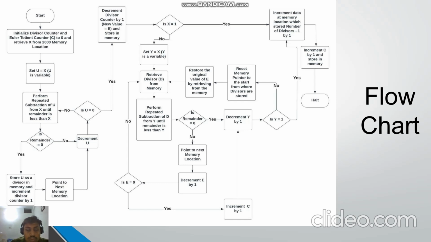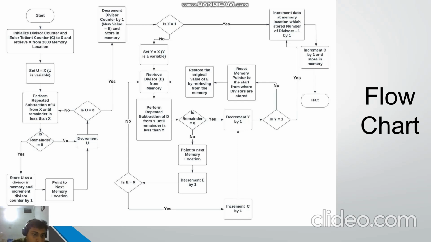And so this process of considering a new dividend and then performing division with all the divisors will keep on continuing until our dividend reaches 1. Then we increment the data at the memory location which stores the number of divisors minus 1. As you can remember, after the single loop we decreased the divisor counter by 1, so we increase it again, and we increment c by 1 and store it in memory.